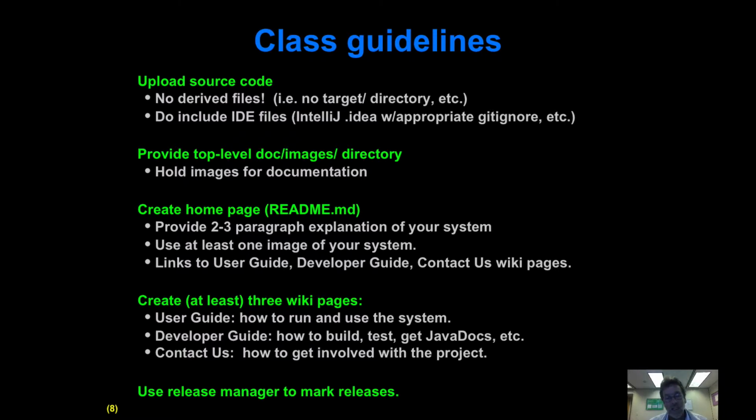In this class, I'd like to see at least a user guide, developer guide, and contact us pages as the minimal level of documentation required to satisfy the 3 prime directives. And we're going to do those via the GitHub built-in Wiki page mechanism. And then GitHub also has a release manager, so we can mark releases.